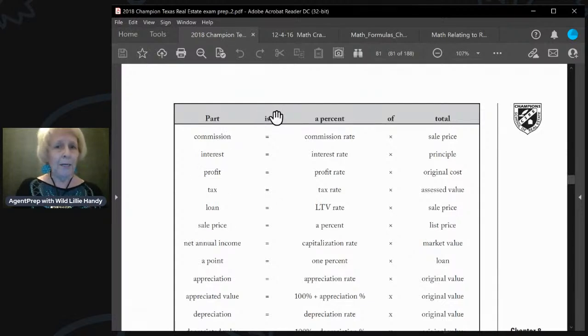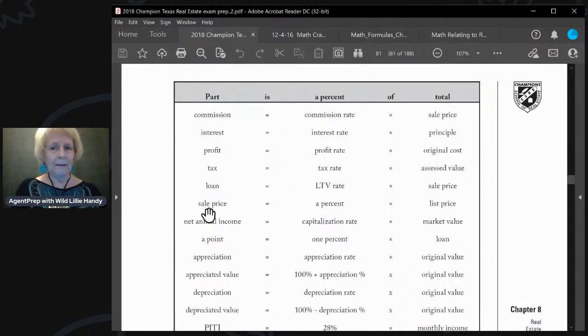So remember, part is equal to the percentage of the total, percentage times total. So it keeps going. Sales price equals a percent of the list price, and your commission is a percentage of the sales price, our commission, I should say. Net annual income is the capitalization rate, another formula you'll want to learn, times the market value. The market value is the value of today that the buyer and the seller agreed upon. A point equals 1% times the loan amount, not the offer price, not the list price, but the loan amount. That is a point.